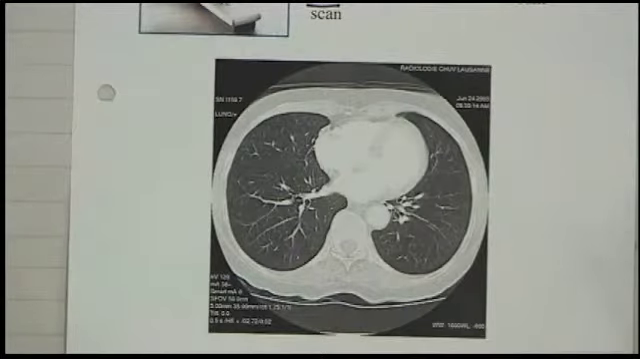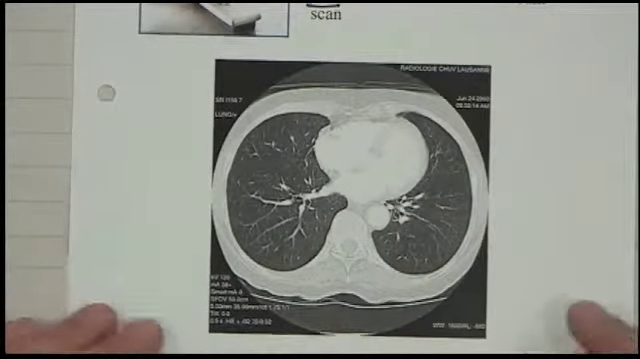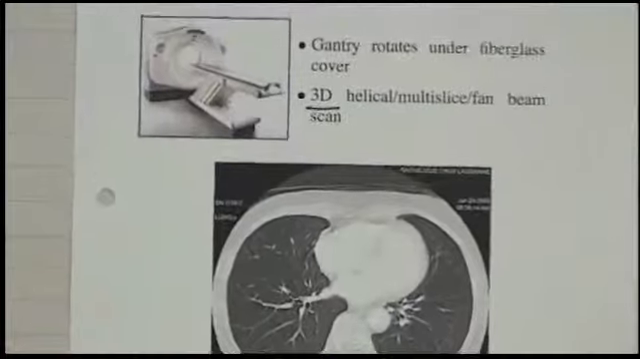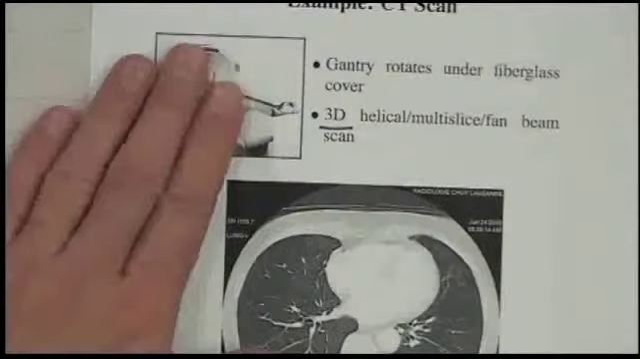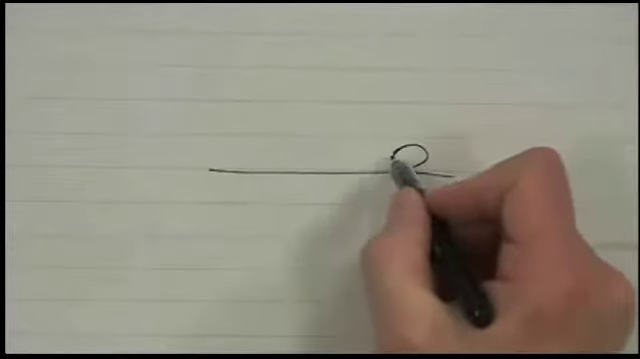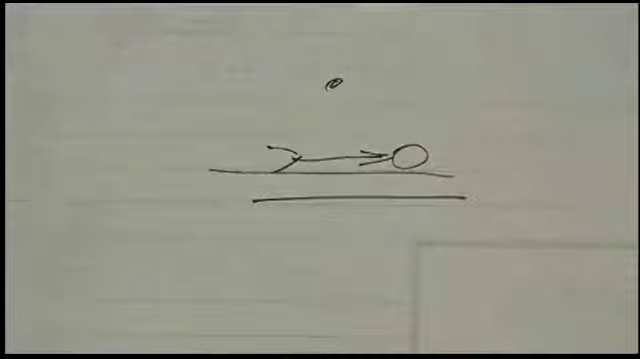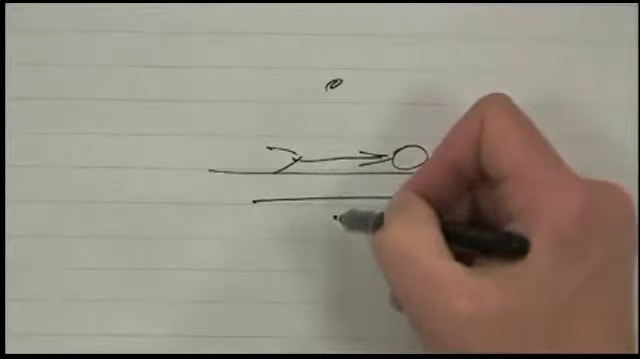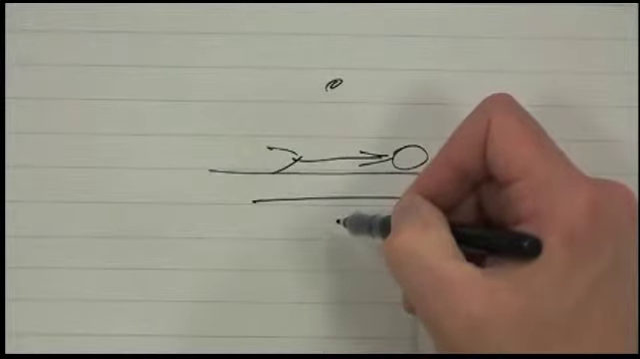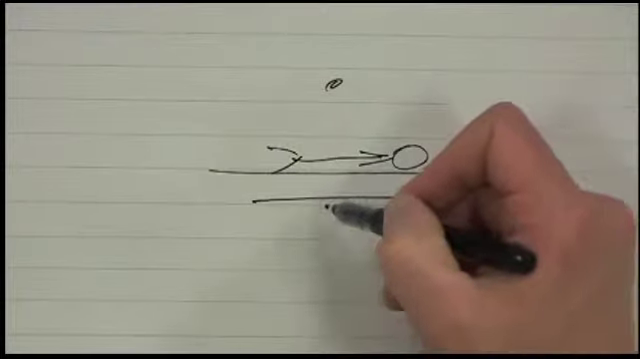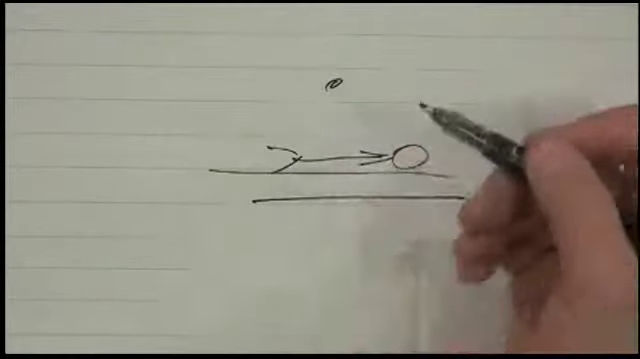You have voxels in 3 dimensions. In planar X-ray, you have the person lying down on a bed, and then you have an X-ray source and film underneath, and you have the superposition of everything. So when you look at the image, you see backbone superimposed over heart, superimposed over liver.